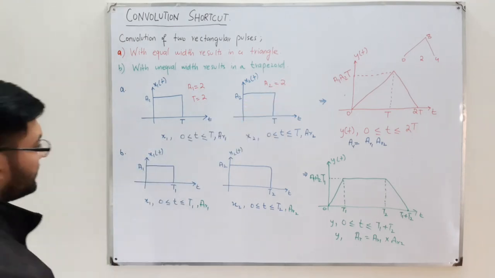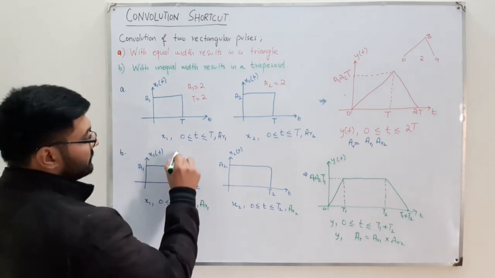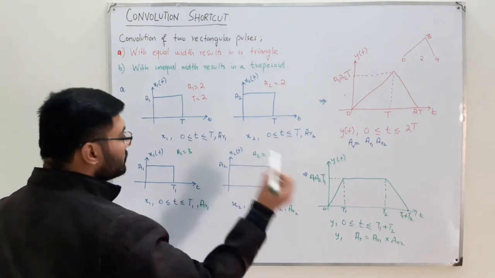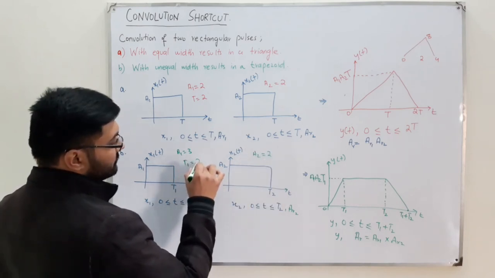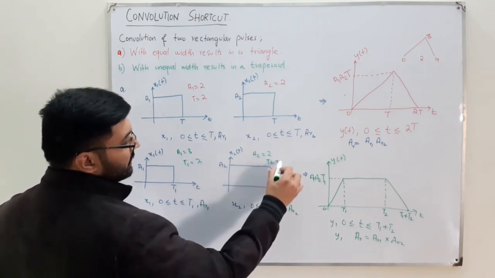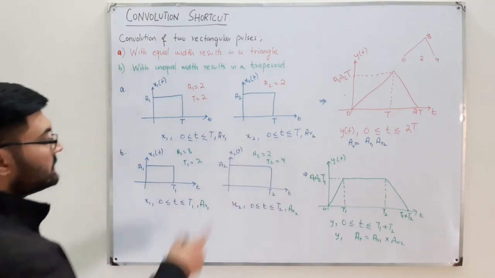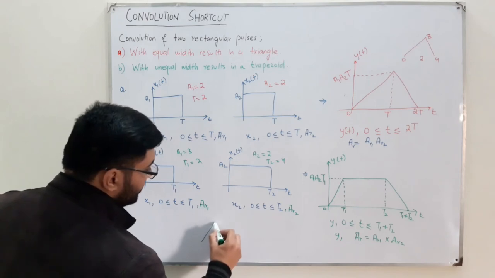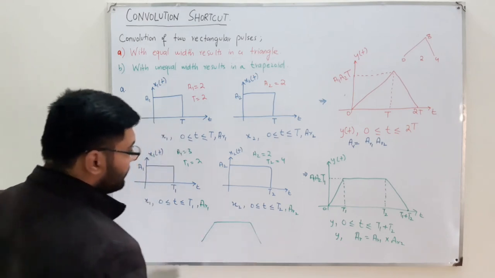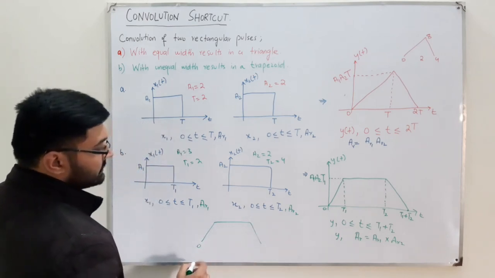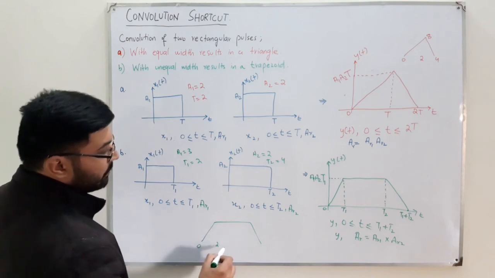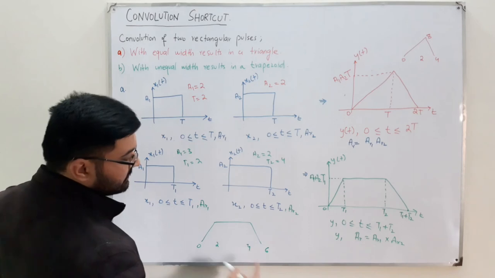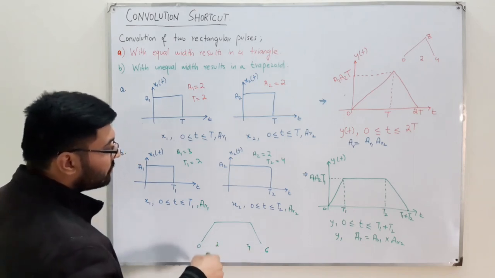And in this case, take A1 equal to, let's say, 3. Take A2 equal to, say, 2. Take T1 equal to 2. T2 equal to 4. The answer should be like this. This would be 0 point. T1 is 2, this would be 2 point. T2 is 4, this would be 4 point. And this would be 6. And this is what your answer would be.